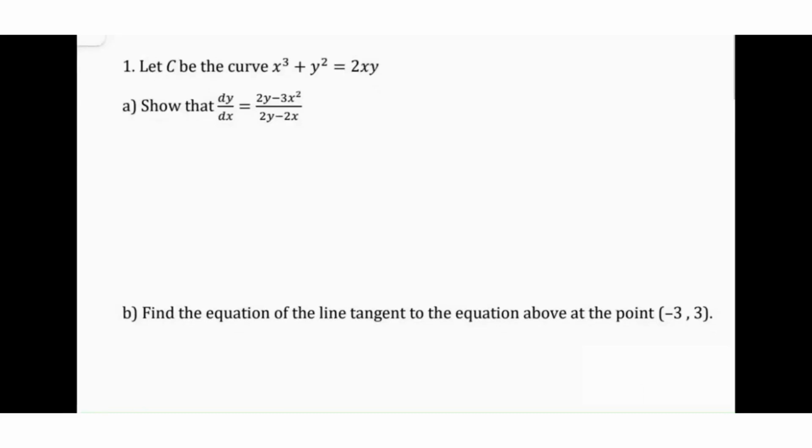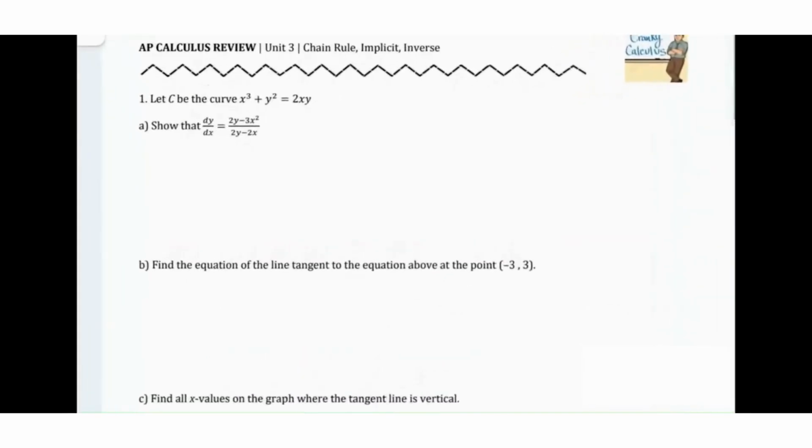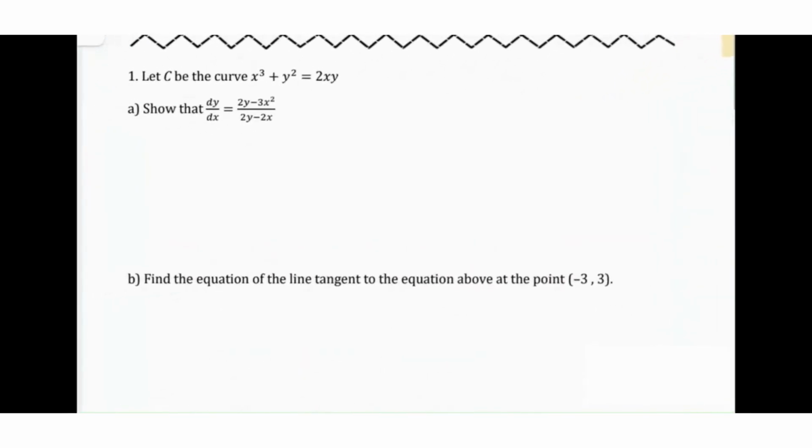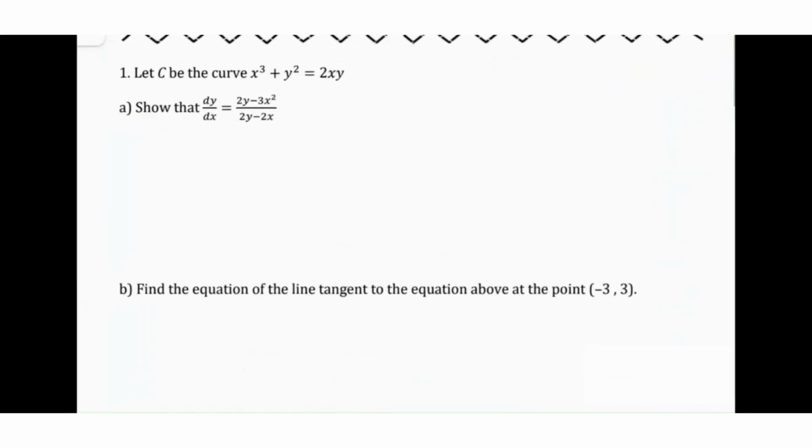We're going to knock out an AP Calc Unit 3 FRQ. So everything to do with chain rule, implicit differentiation, and this unit has to do with inverse. I don't think there's an inverse question on this FRQ, but let's get it. So we're given this curve in terms of x and y, and we're asked to show that dy dx equals all that. So the first thing that you need to think of whenever you see any implicit differentiation question are your differentiation rules, like power rule, chain rule, quotient rule, and product rule. So we're going to get good practice with all of them today.